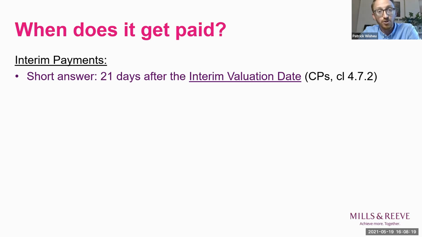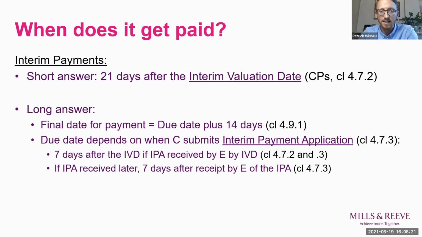So that's the short answer. That's assuming that things have kind of gone according to plan and that everybody's put all the notices in on time. The slightly longer answer is that the date for payment is the final date for payment, which is 14 days after the due date. The due date can change slightly depending on when the interim payment application is put in by the contractor and when it is received by the employer.